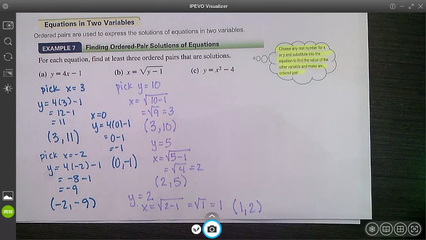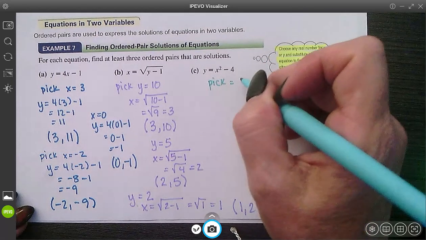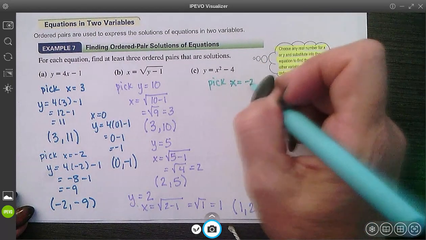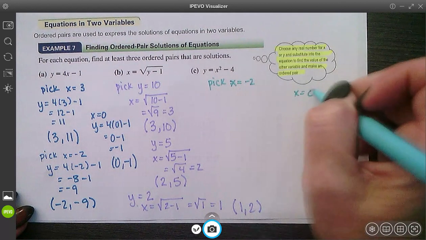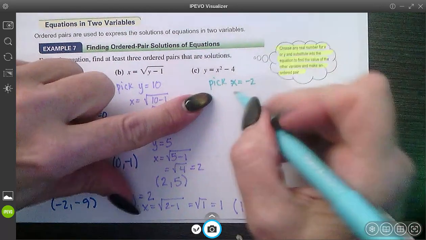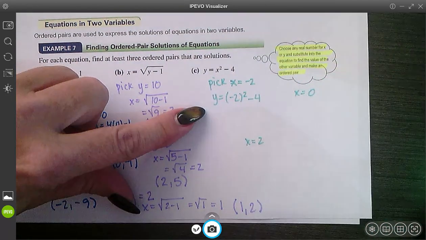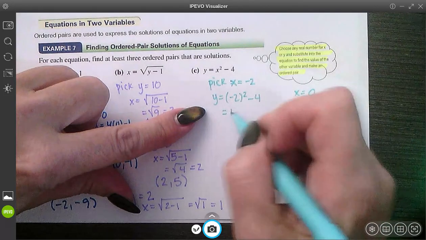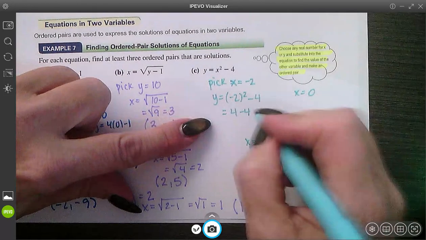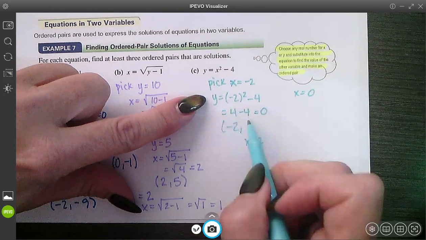In C, we're back to y equals. So I'm going to pick x values and plug those in. So we get to choose. I'm going to pick a negative number. I'm going to pick 0. I'm going to pick a positive number. So if x is negative 2, then y would be negative 2 squared minus 4. Negative 2 squared is 4, and 4 minus 4 is 0. So if x is negative 2, y is 0.